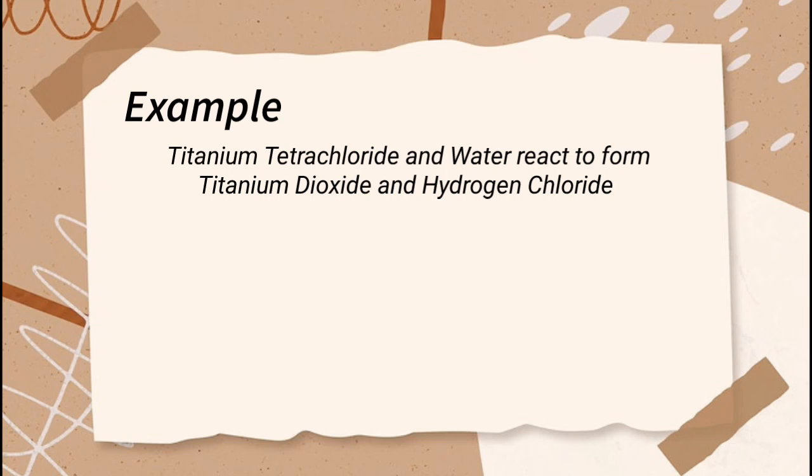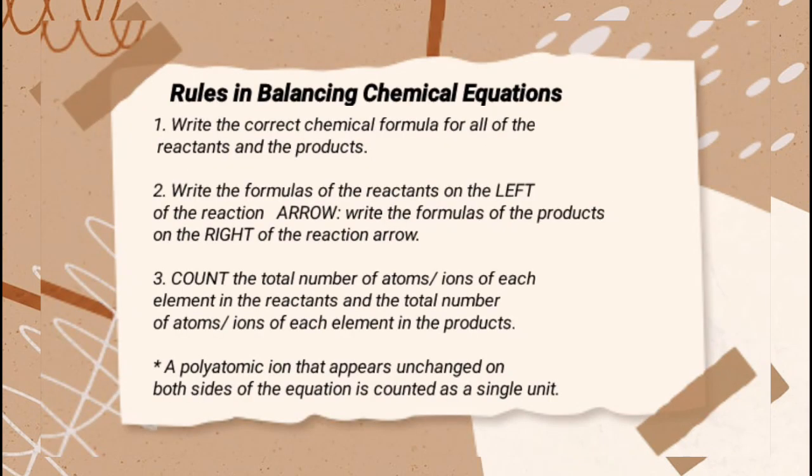Here's the example. We are going to balance the reaction of titanium tetrachloride and water, which react to form titanium dioxide and hydrogen chloride. So the first rule is, write the correct chemical formulas for all the reactants and the products. And then the second rule is, write the formulas of the reactants on the left of the reaction arrow, and then write the formulas of the products on the right of the reaction arrow.